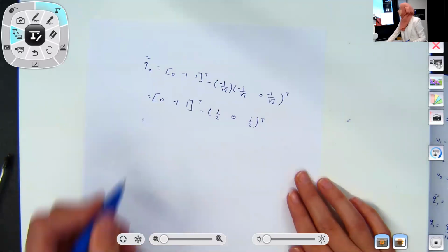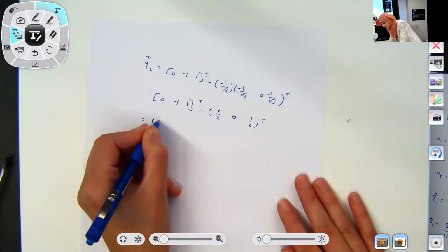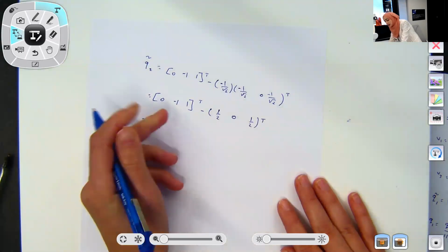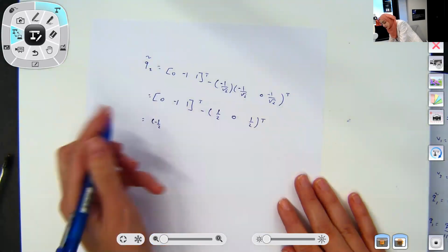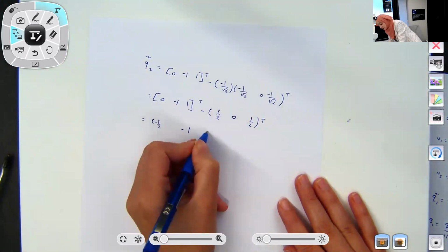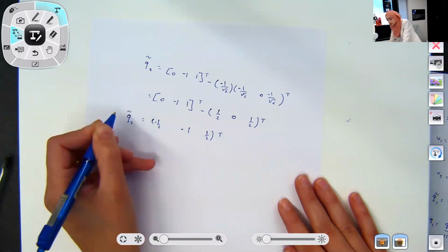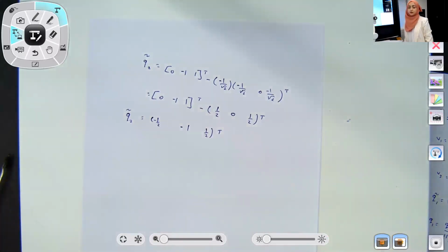Now we need just to subtract. 0 minus a half is minus a half, minus 1 minus 0 is minus 1, 1 minus a half is a half, transpose. This is the value of Q2 tilde. Because the value of Q2 tilde is not equal to 0, we need to continue, and we need to find the value of Q2.